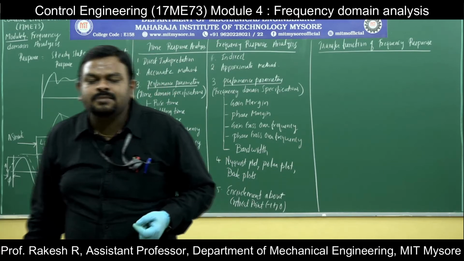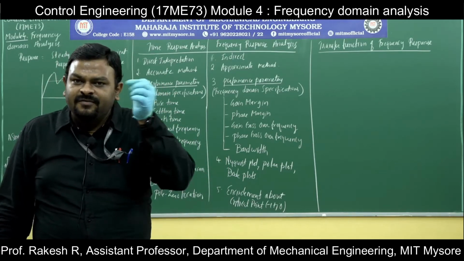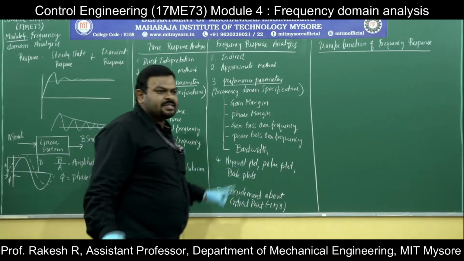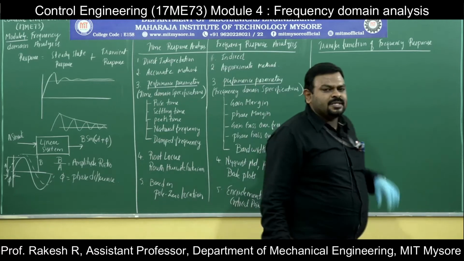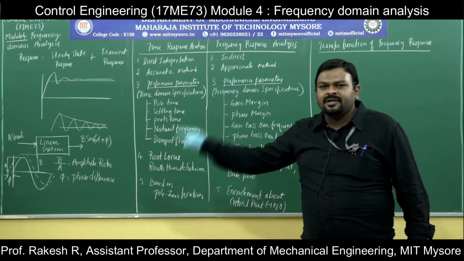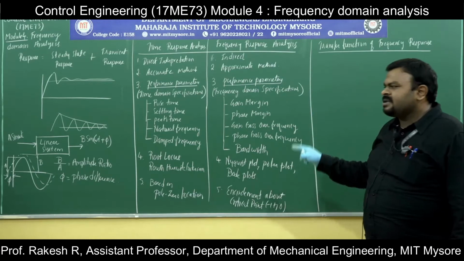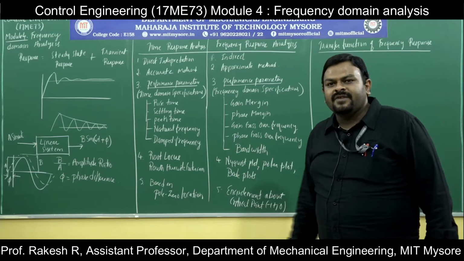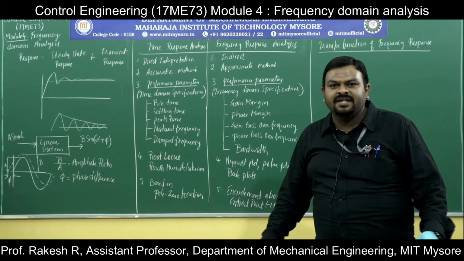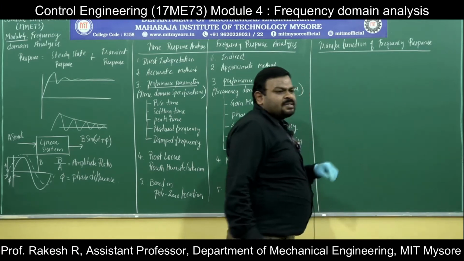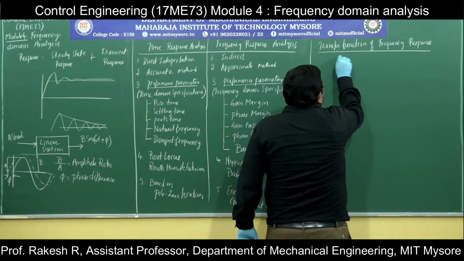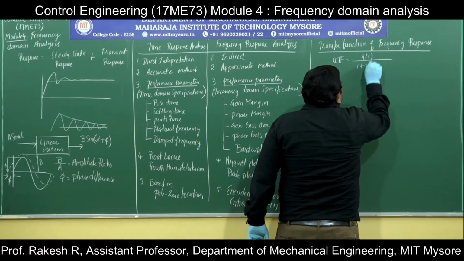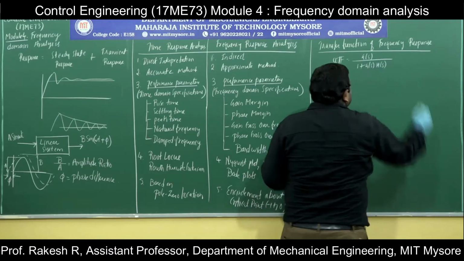But how to derive an expression for transfer function for frequency response analysis? Here there is no such work. Very easy. Already I said, if the input signal is sinusoidal, then the output signal is also sinusoidal, but the only difference is the magnitude and phase angle. So B by A and phi will be changing. First, I will consider a closed loop transfer function, which is nothing but G of s divided by 1 plus G of s into H of s.